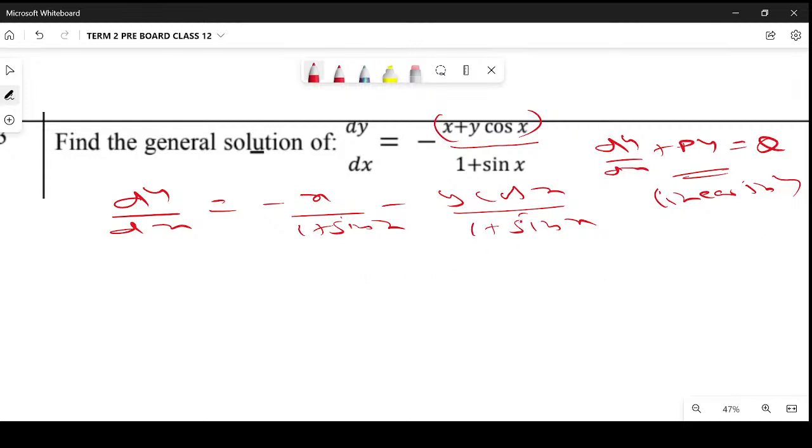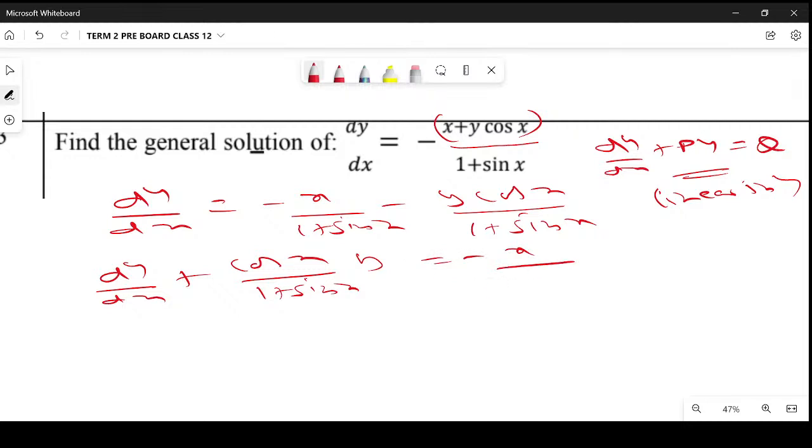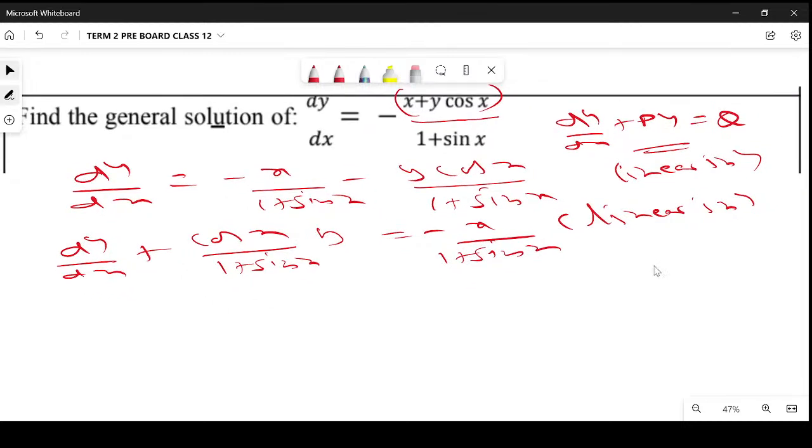So now what I will do is, we want dy by dx plus py, so this combination of y I can transfer to the left side. This will become dy by dx plus cos x by 1 plus sin x into y equal to minus x by 1 plus sin x. Now this equation is linear in y.